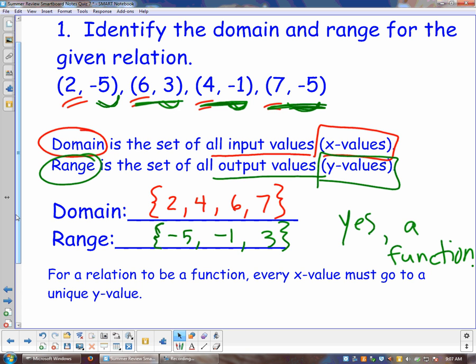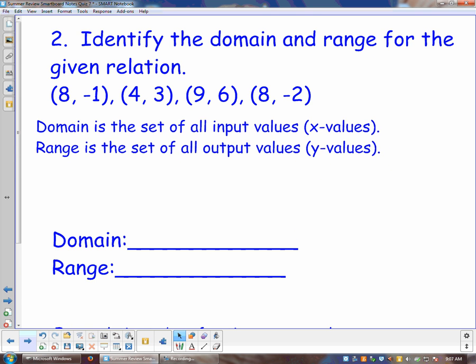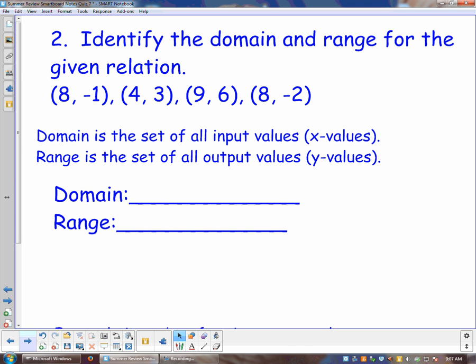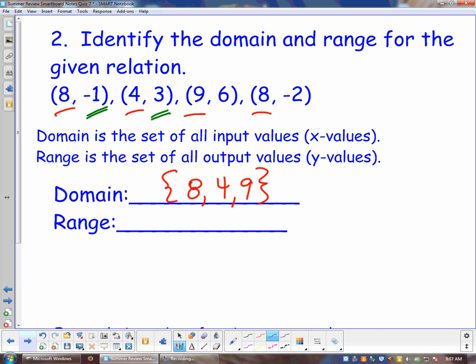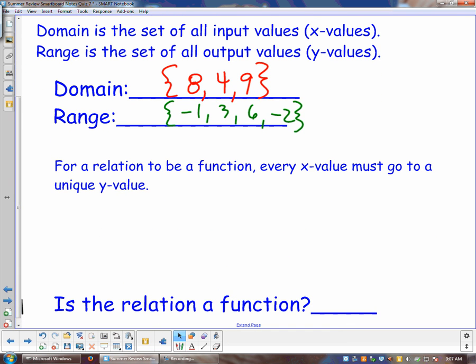For example number 2, identify the domain and range for the given relation. So same directions. The domain, again, is the set of all inputs. The range is the set of all outputs. So our domain is going to be 8, 4, 9, and 8 again. So I'm just going to write 8, 4, and 9. You don't have to put them in order. And the range is going to be your output values. So -1, 3, 6, -2. So let me list those: -1, 3, 6, -2. And the question is, is the relation a function?